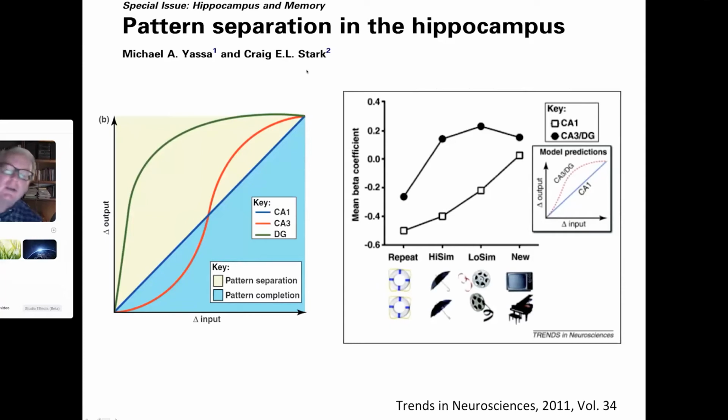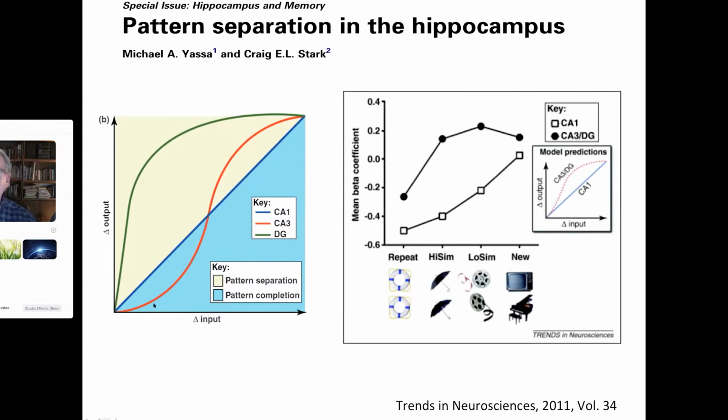I'm going to start by showing this slide from a very well-known review by Mike Yassa and Craig Stark in Trends in Neuroscience about pattern separation in the hippocampus. Mike and Craig wrote this when Mike was at Hopkins during his first faculty position, and he and I used to talk a lot and collaborate. And we were talking about this figure.